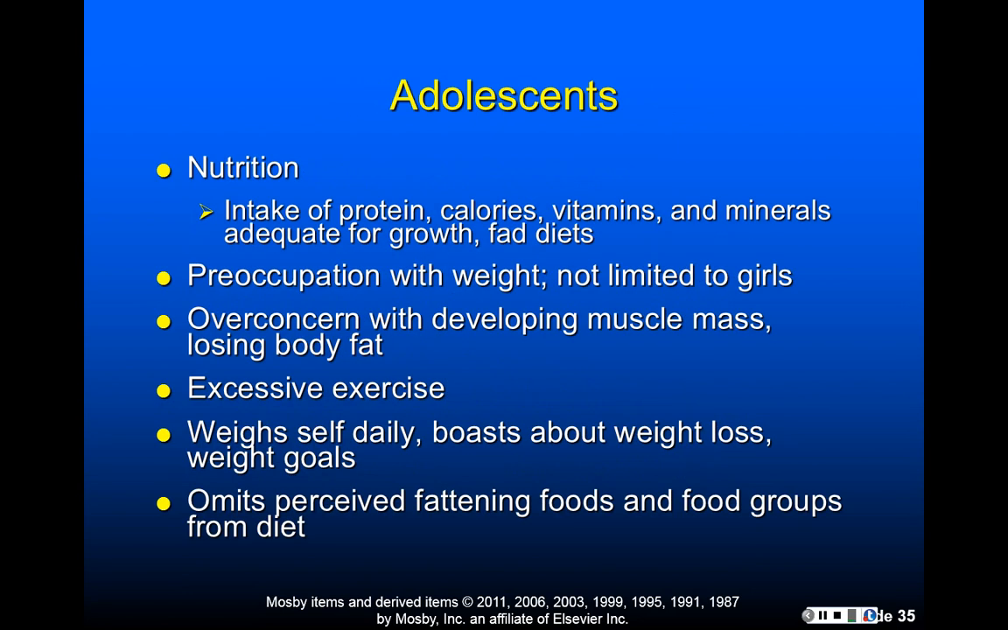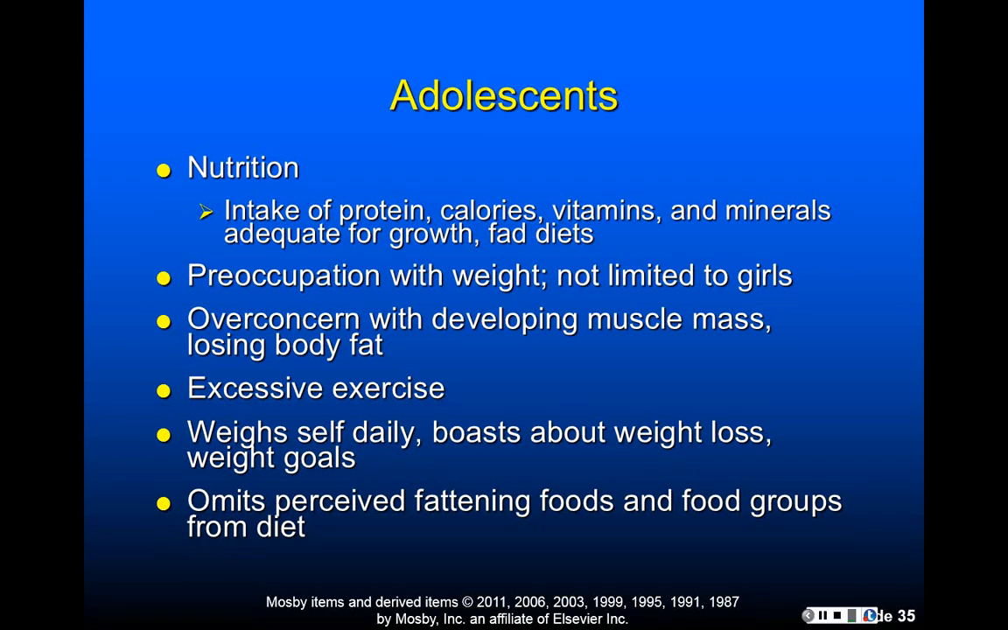For adolescents, ask about the intake of protein, calories, vitamins, and minerals. Is it adequate for growth? Have they been on any fad diets or supplements? Do they have a preoccupation with weight? And this is not just limited to girls. Are they overly concerned with developing muscle mass or losing body fat?